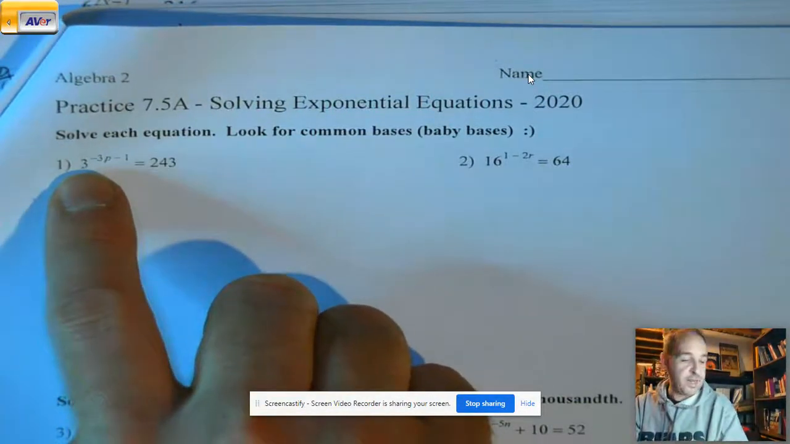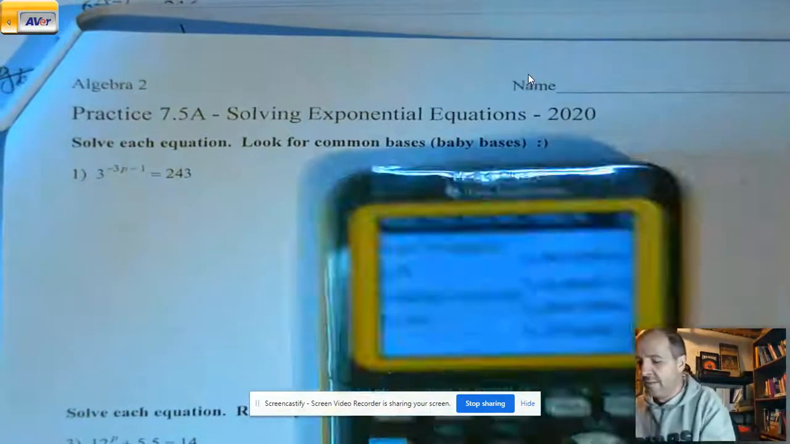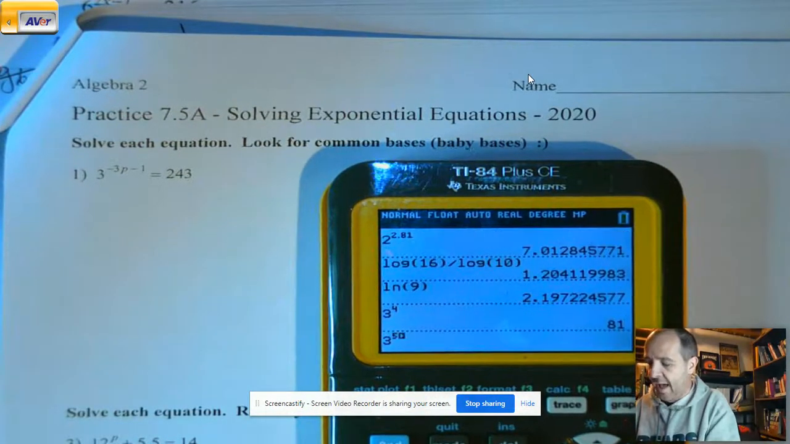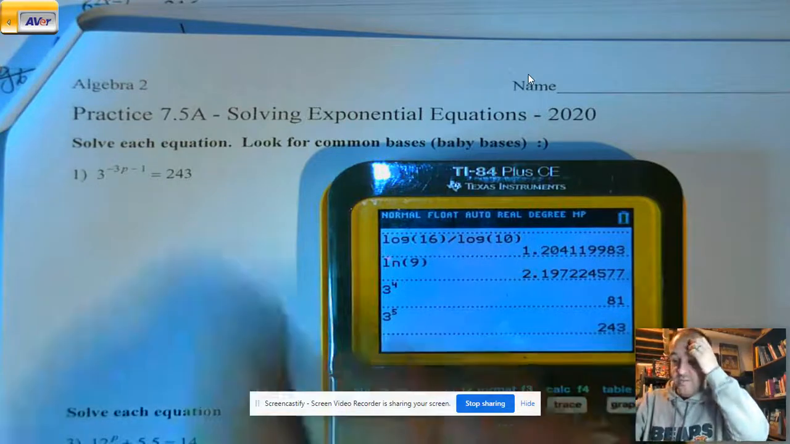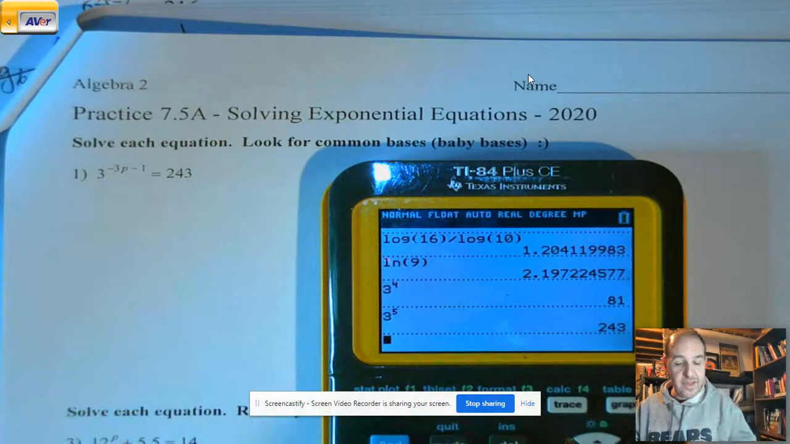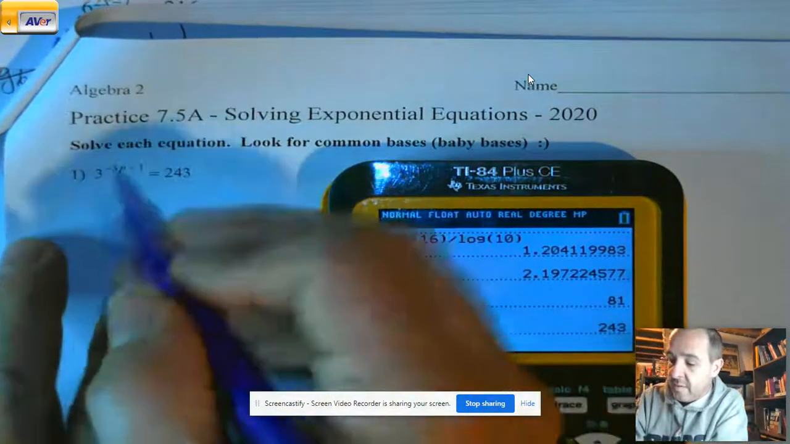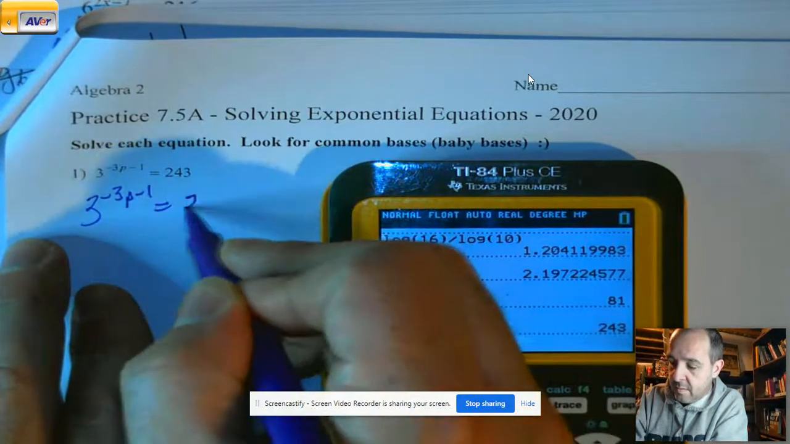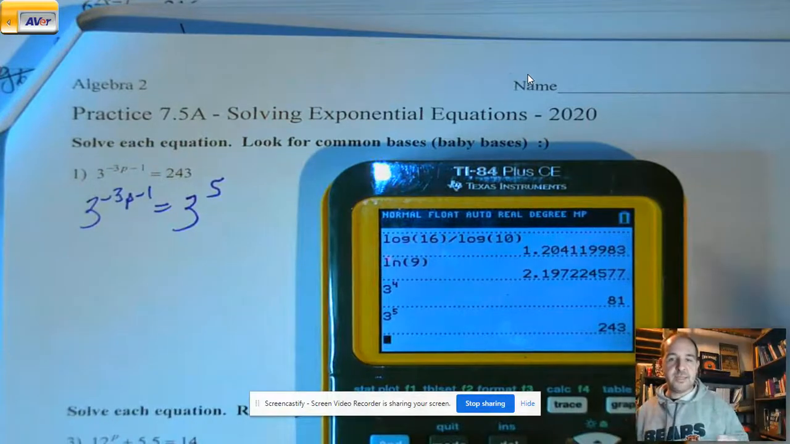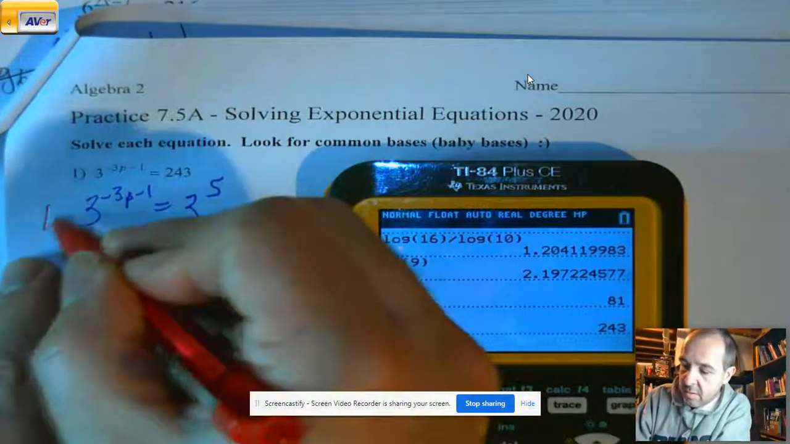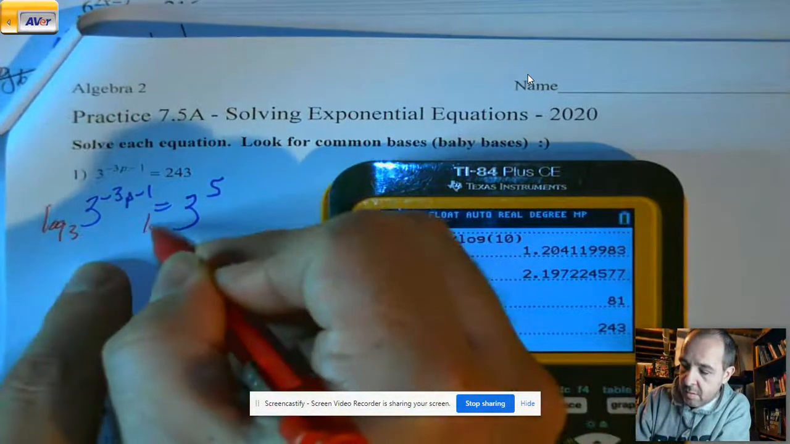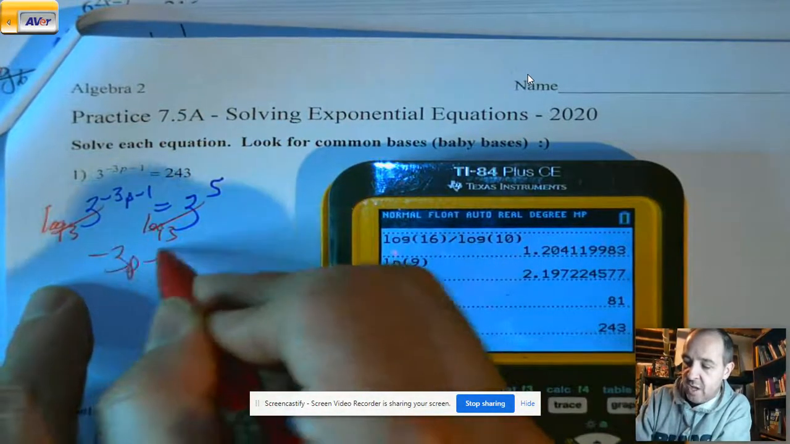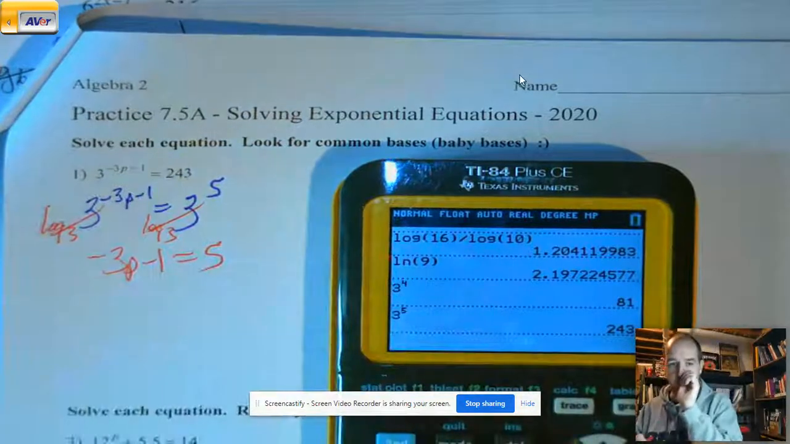So here, 3 to get to 243. Hardy with a sneaky little extra help. Like 4. Nope. 5. Yep. So you turn this into 3 to the 5th. And then again, that's going to make things baby bases are the same. And then I'm just going to solve from there. Okay.